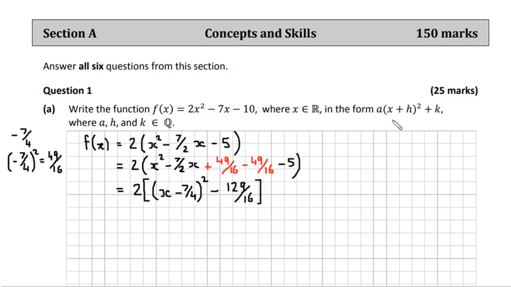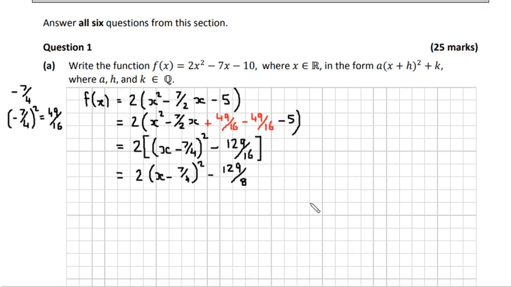And then to write it in the form that they want, they don't have any square brackets here, so you multiply the 2 in again. So we're going to have 2 times x minus 7 over 4 to be squared. And then when you double this, you're going to get minus 129 over 8. And that's it written in the form they want.